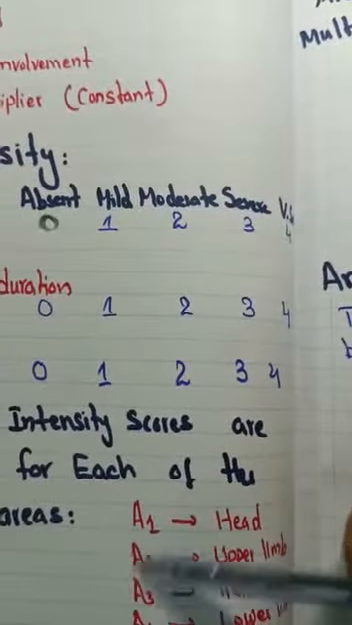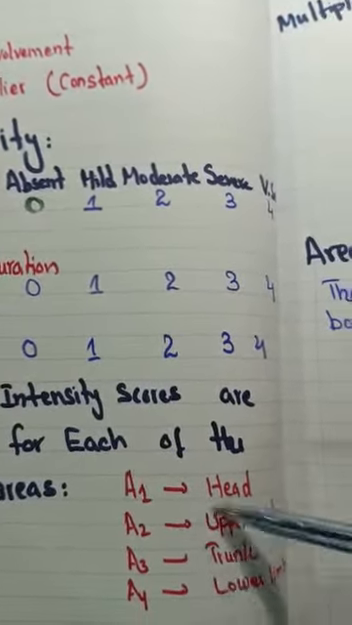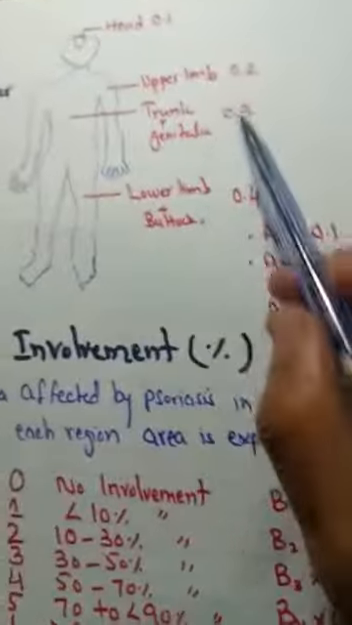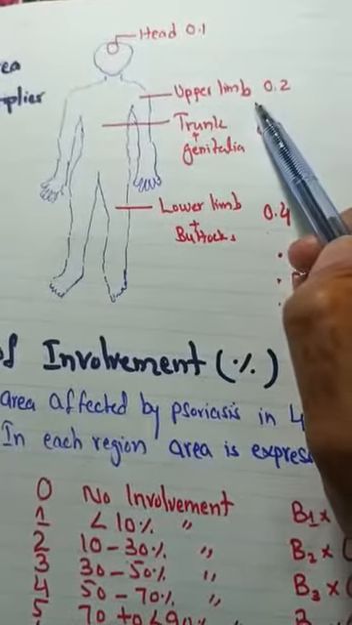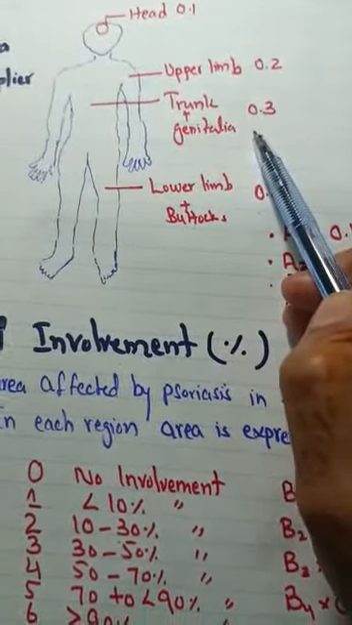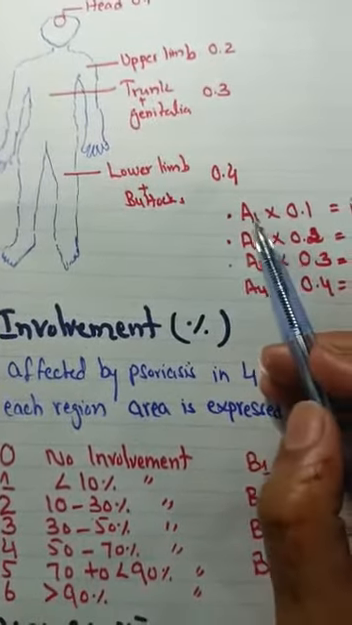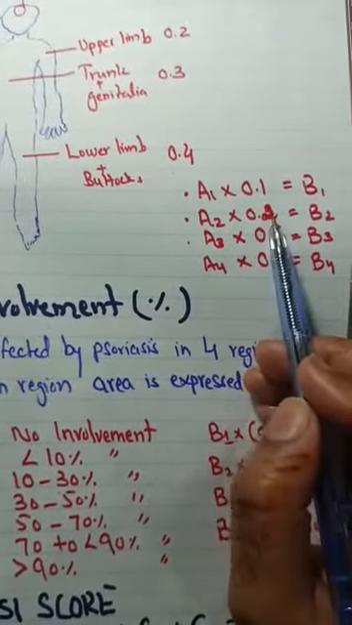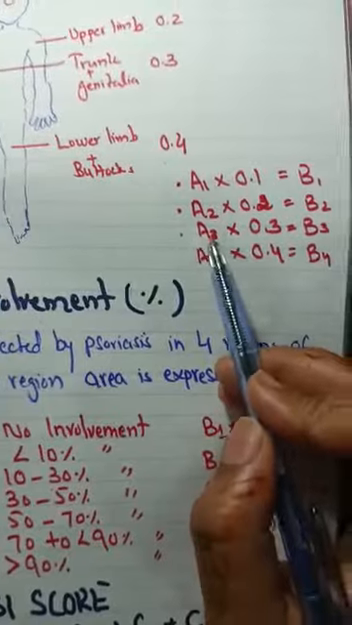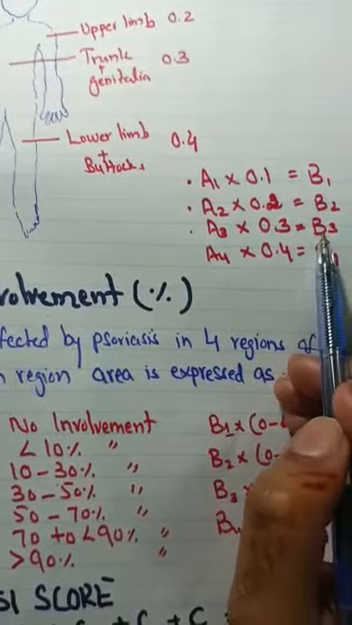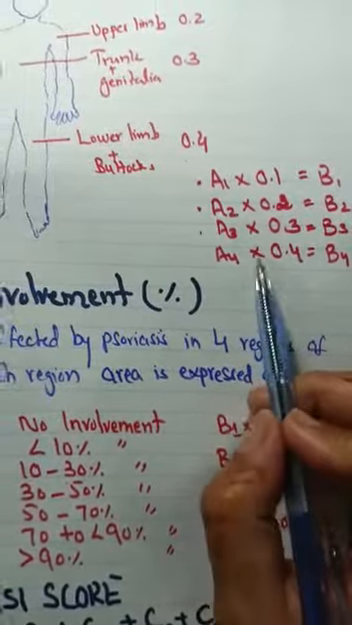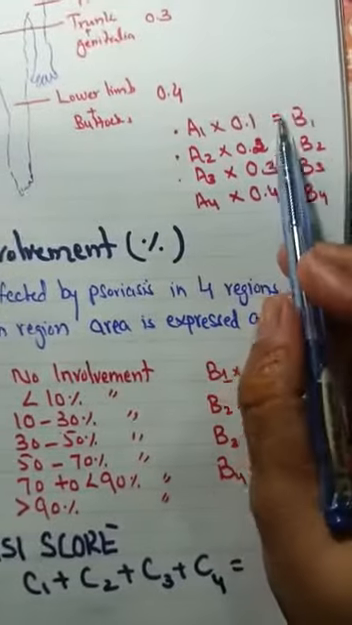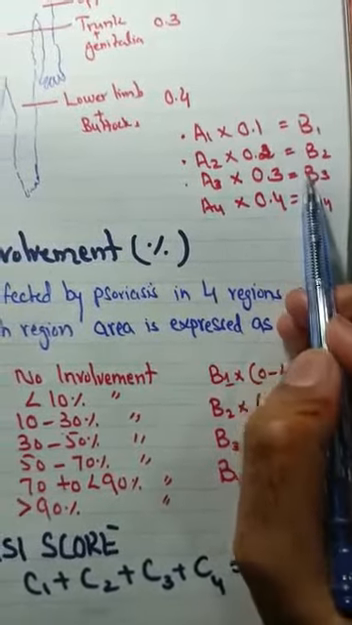After calculation of these intensity of the lesions from the four body areas, we have to multiply these to the constant of these body areas. The constant for the head is 0.1, for the upper limb 0.2, for trunk and genitalia 0.3, and the lower limb 0.4. So we have to multiply A1 by 0.1, that represents the head, A2 multiplied by 0.2, that represents the upper limb, and A3 multiplied by 0.3, that represents the trunk, and A4 multiplied by 0.4, that represents the lower limb. After multiplication, we get B1, B2, B3 and B4.